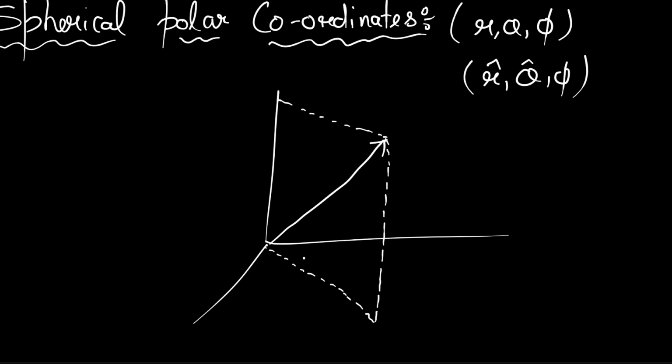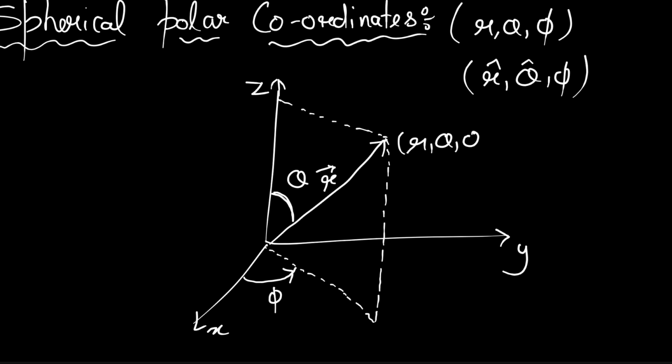This is the z direction, this is the y direction, and this is the x direction. This is the angle that we are taking, this is phi, the angle with the x axis, and this is the theta angle, with the z axis, and this is the r vector. This is represented by r, theta, and phi.